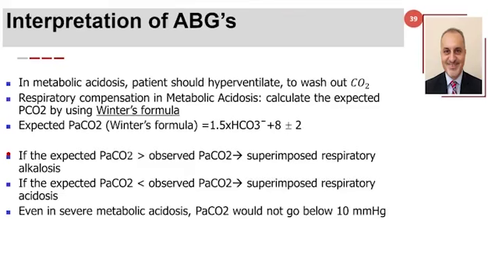Now remember, in metabolic acidosis, you hyperventilate, but your PCO2 will never go below 10 millimeters of mercury, because then you will become apneic, because your CO2 will go below the apnea level.